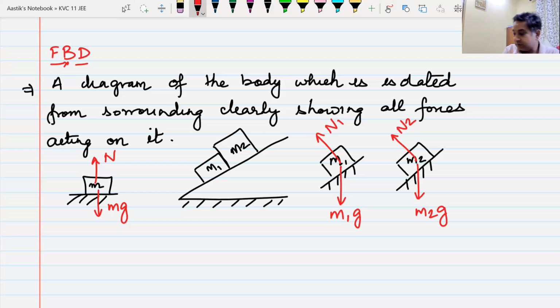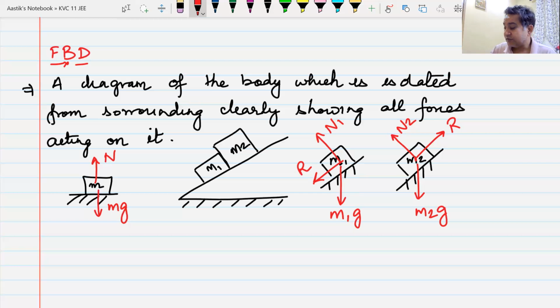Contact force. Yes, I have missed the contact force between the two bodies. So I must also draw this. So this is the contact force. I should name it differently. So contact force is R. M1 is being pushed by M2. Similarly, M2 would be pushed by M1. This becomes a free body diagram. Do we understand this?